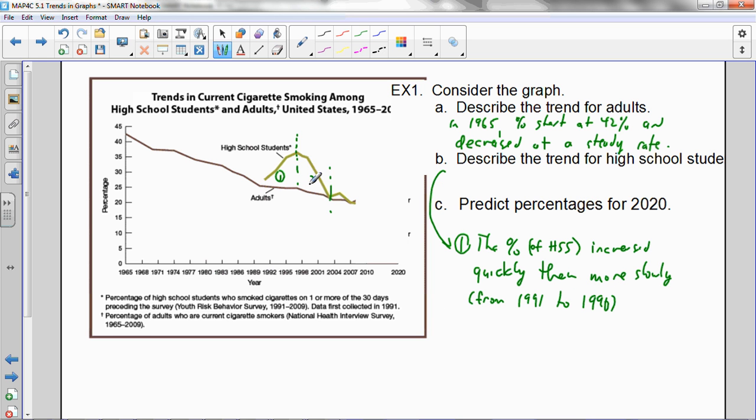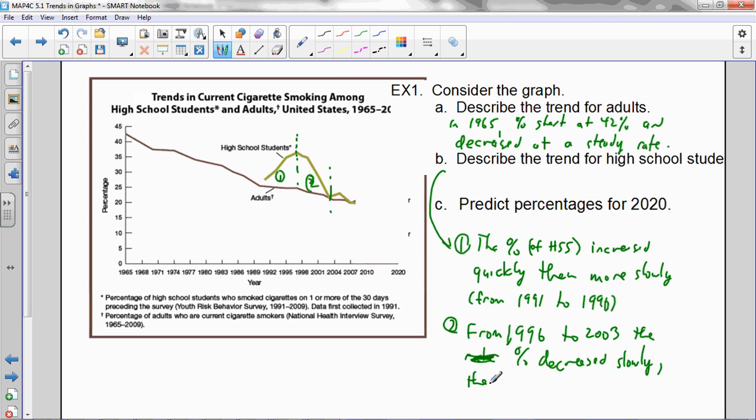And then the second piece here, it decreases slowly and then more quickly. Maybe I'll start with "from" here, just to change the English. From 1996 to, what's that, 2003, the rate, or the percent, maybe it's a percent, decreased slowly, then more quickly.